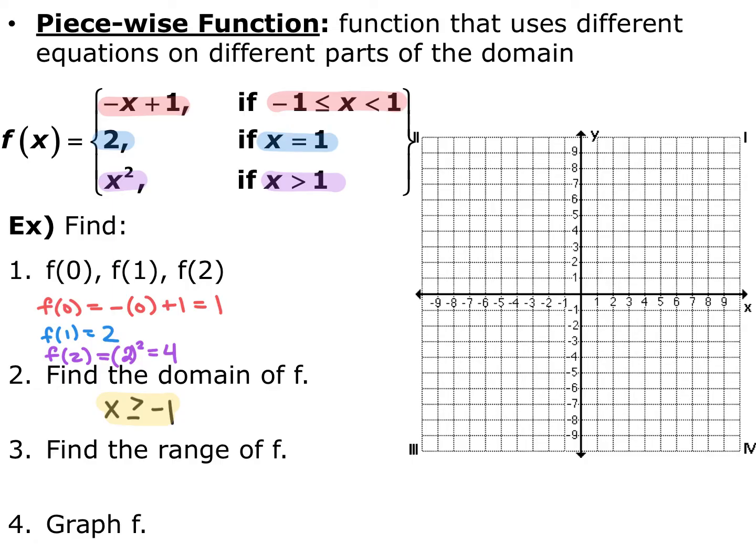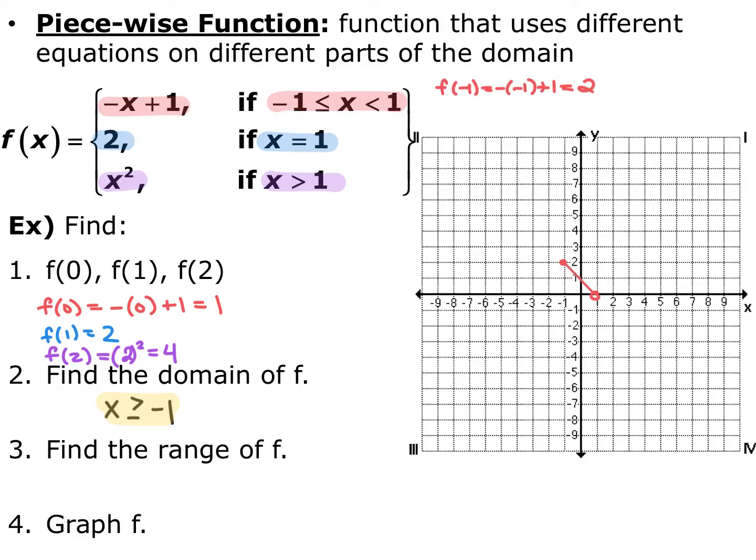A lot of times it's easier to see the range of f on a piecewise function after you've graphed it. So when we graph it, we're going to graph each section just like the function that it says, but only in the domain that it says. So I'm going to graph the line negative x plus 1, but only between negative 1 and 1.